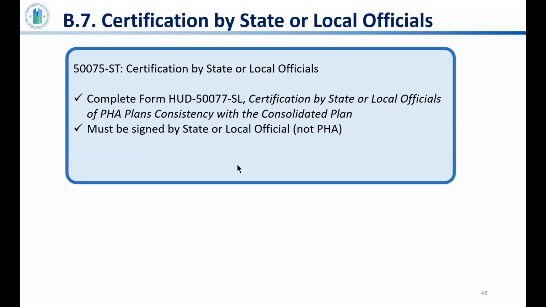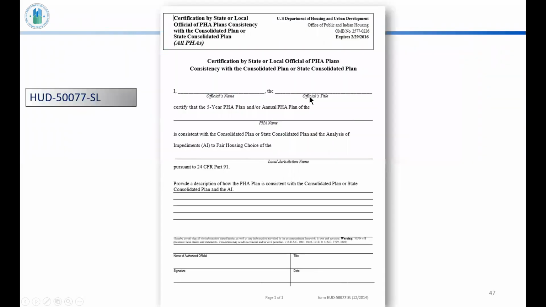Then there's section B7. B7 is the certification. This is the form where the state or local official must describe how the plan is consistent with the state or local consolidated plan. It must be signed by the appropriate state or local official. So this is the 50077-SL. This is an example of the SL. This applies to all PHAs, non-qualified or qualified. You have to complete this form. It's self-explanatory. Again, send it as an attachment with your annual plan.